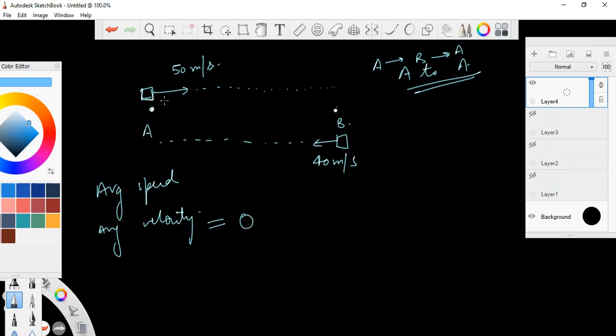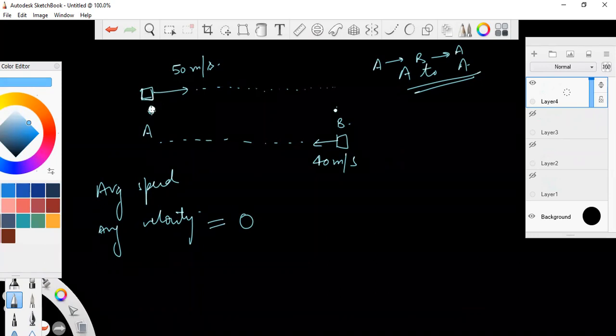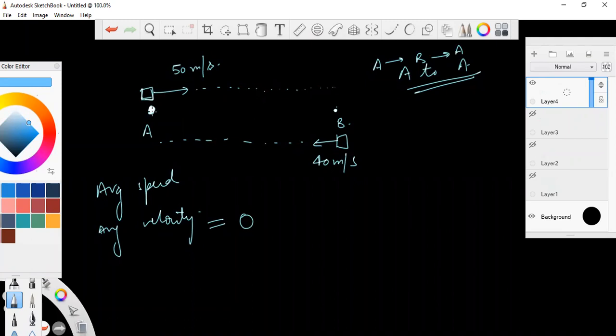When you're moving from A to B and then B to A again, what is your total displacement if you move from A to A? What is the shortest path between A and A? So 0, right? You're already at A. You don't have to put any straight line. Total displacement is 0, right? Initial position and final position are the same. Is that clear? Yes, sir.